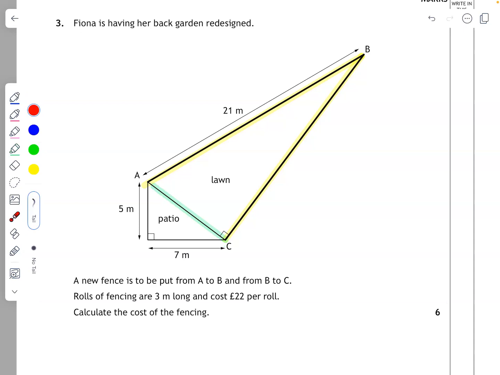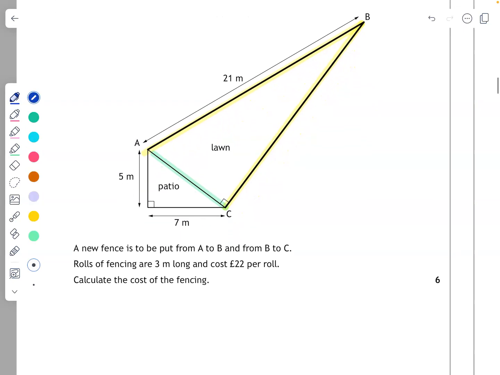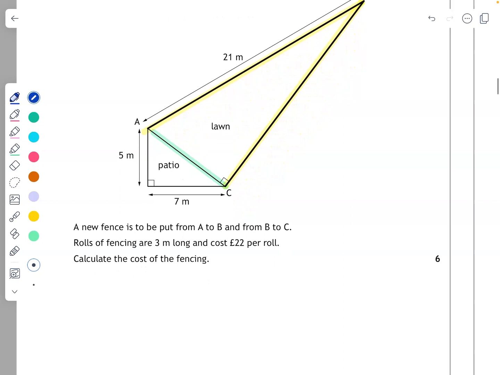Well, we can use Pythagoras' theorem for that. So we can find that by using Pythagoras' theorem on the other two sides. And once we've got that, we use Pythagoras' theorem again to find that length. So we're using Pythagoras' theorem twice. So let's go ahead and calculate AC.